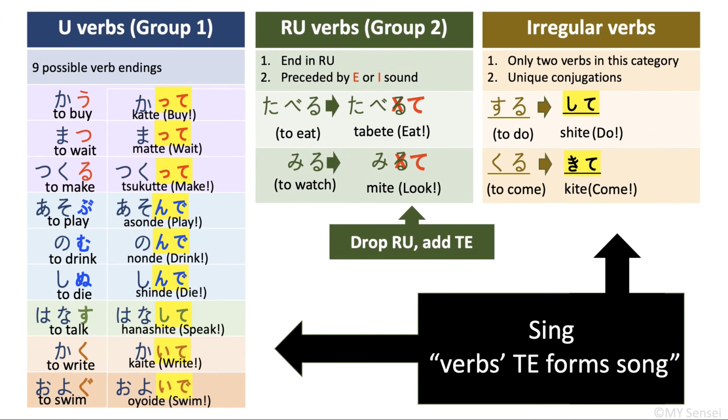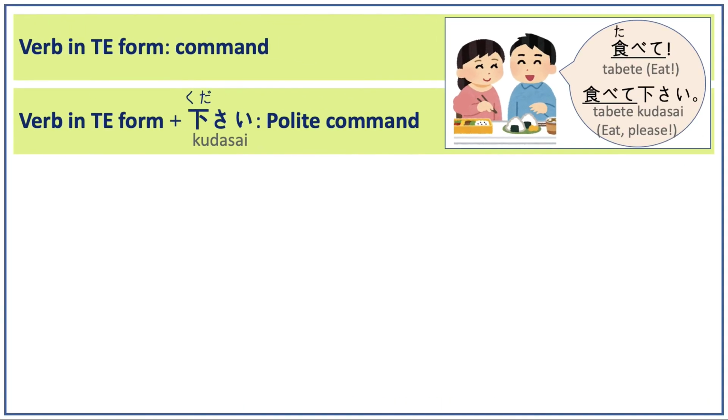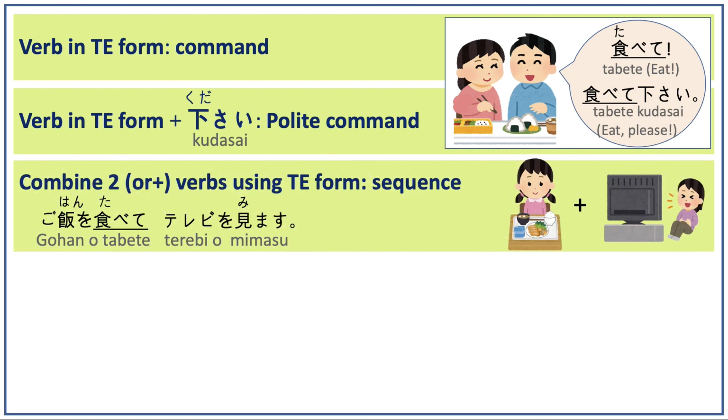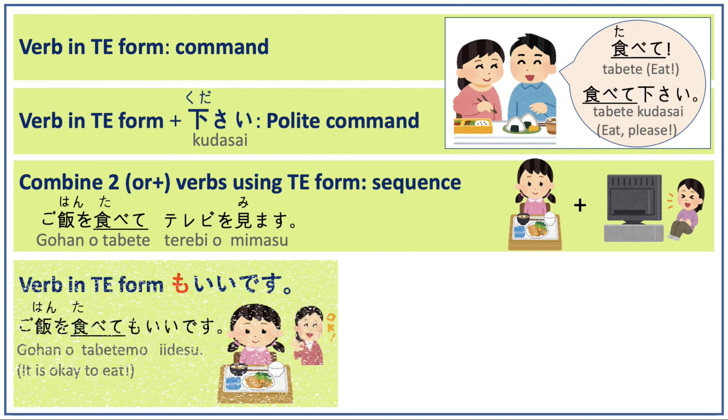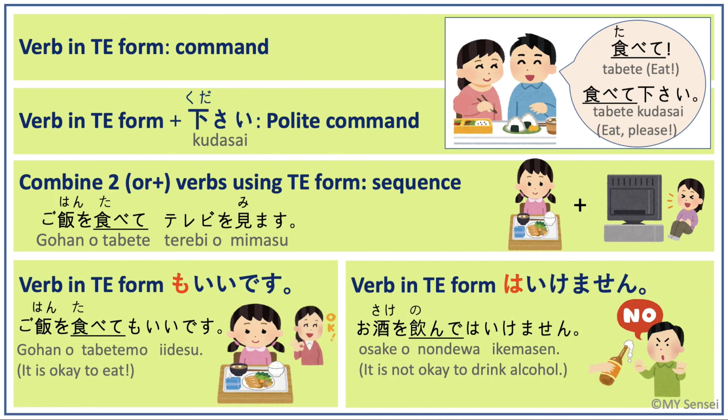I hope this video has helped you understand how to change verbs into their te forms, and how to use te forms to give a command or polite command, to combine two or more verbs into one sentence, how to ask for permission, and to prohibit people from doing something. Te forms of Japanese verbs can be used in many other sentence patterns that I will discuss in later videos.